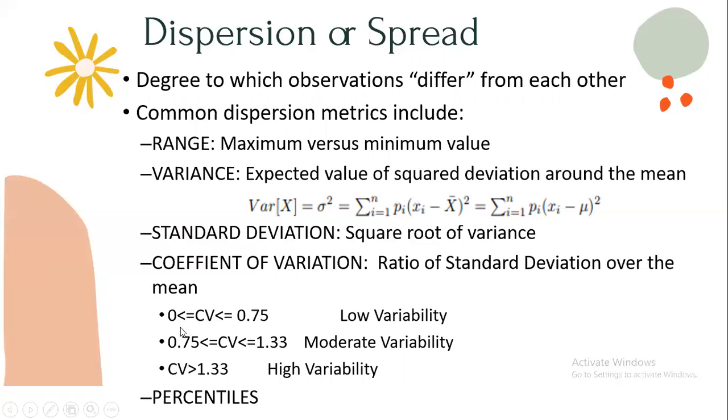One thing I do want to mention about coefficient of variation: if the coefficient of variation is between 0 and 0.75, that means there is low variability, it's very stable. If it is between 0.75 and 1.33, you can say that there's moderate variability. If it is above 1.33, then you can say that there is a high amount of variability. So this is something to remember.